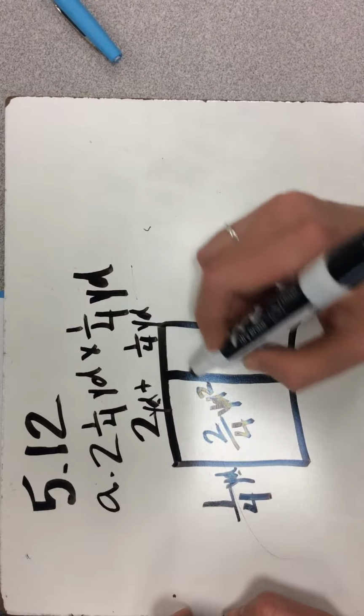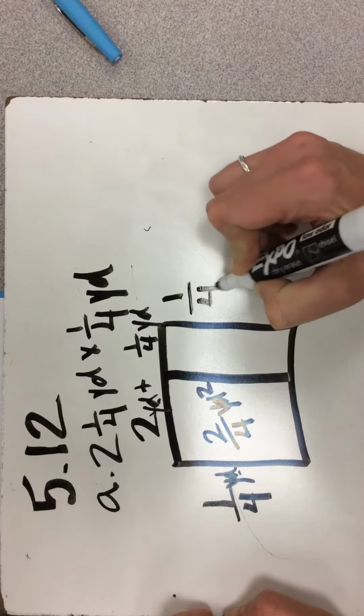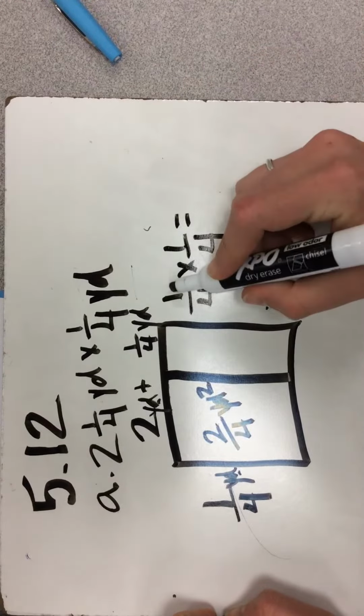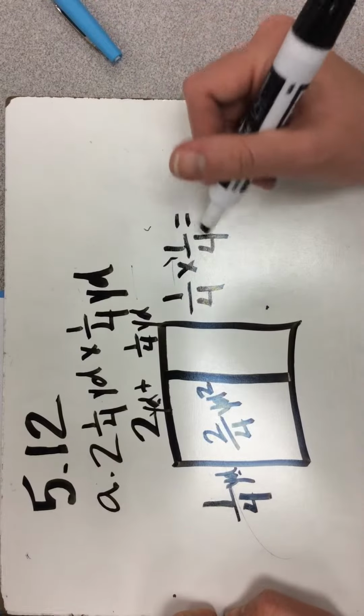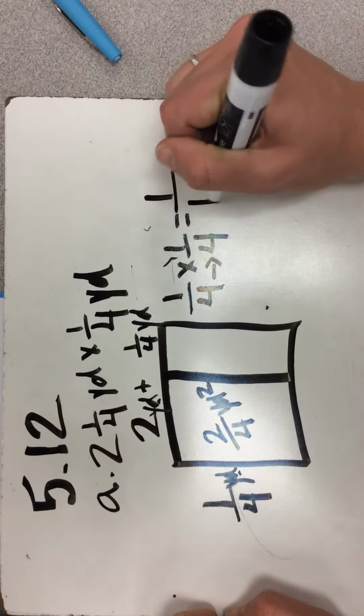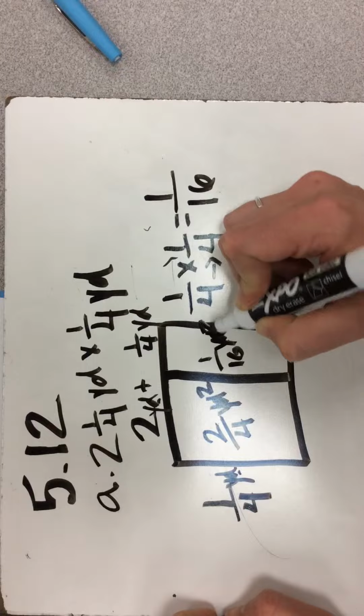So 1/4 times 1/4, if you've forgotten how to do this, go back to the roots, okay? 1/4 times 1/4. We multiply straight across because we're multiplying a fraction of a fraction. So 1 times 1 is 1. 4 times 4 is 16. So this would be 1/16 yards squared.